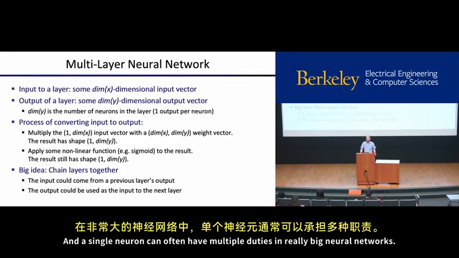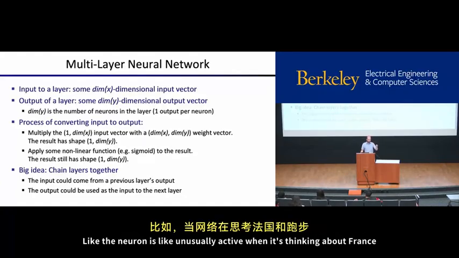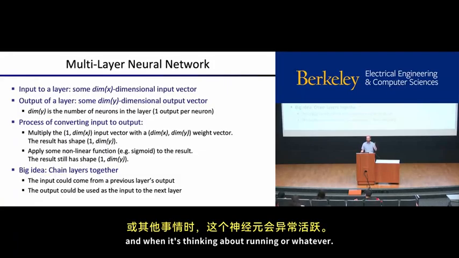And a single neuron can often have multiple duties in really big neural networks. Like the neuron is unusually active when it's thinking about France and when it's thinking about running or whatever.